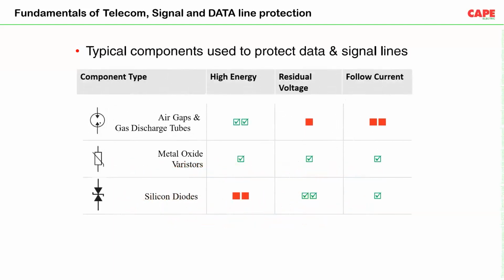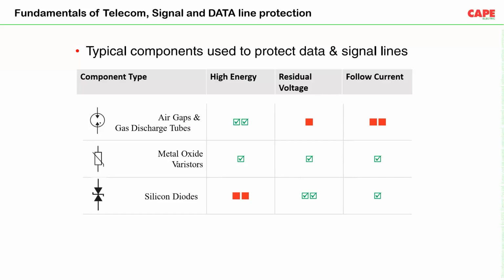So these are the types of components which are generally used in a signal line SPD. There are three common components. First one is air gaps or gas discharge tube. Second one is metal oxide varistors. Third one is silicon avalanche diode or silicon diodes, which are sometimes also called transorbs.